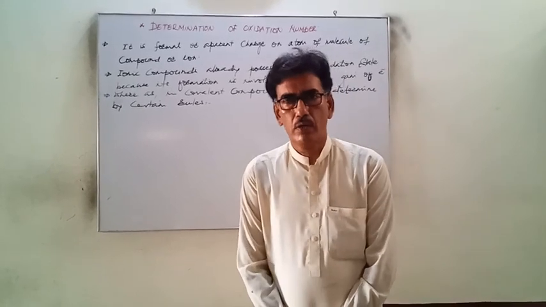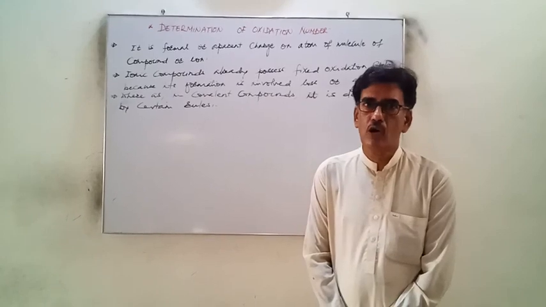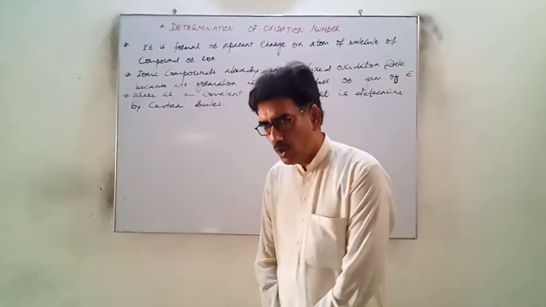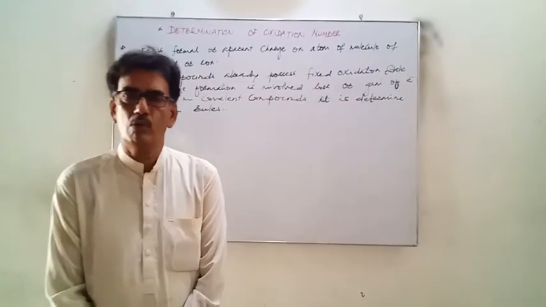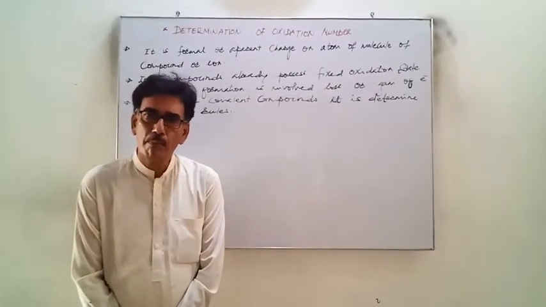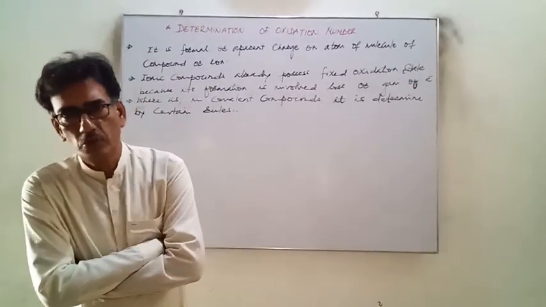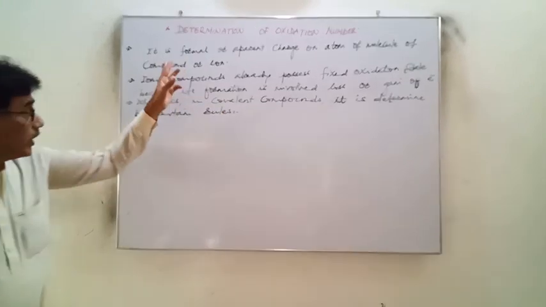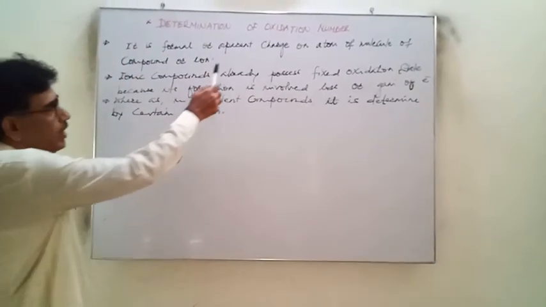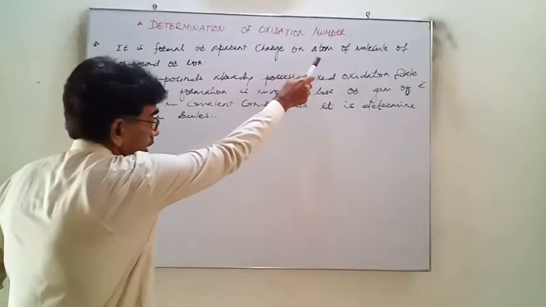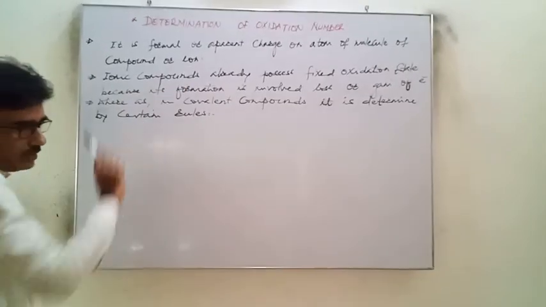So today we have another important topic to discuss, and that is oxidation number. In oxidation number, we have to discuss how to determine the oxidation number. Oxidation number is a formal charge or apparent charge on an atom of a molecule, compound, or ion.